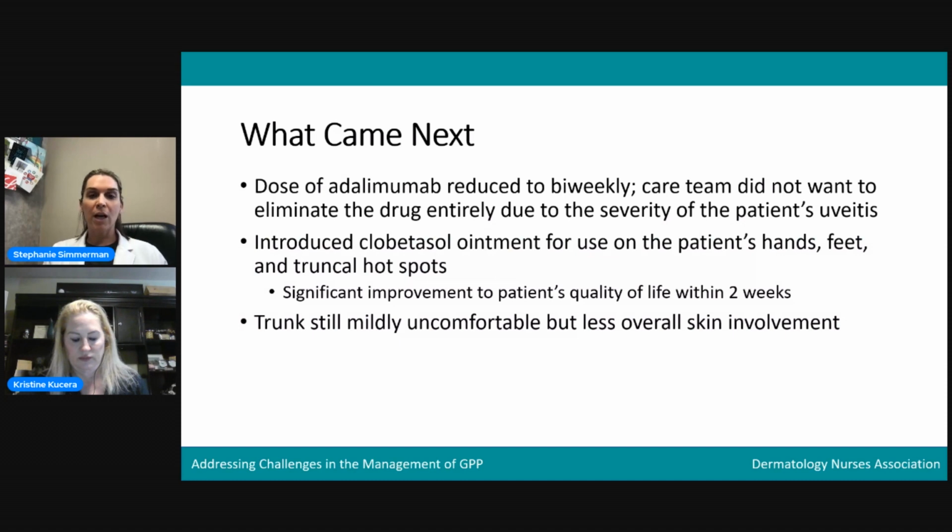So we used it on the hot spots on her body and then hands and feet. And it was such a significant improvement in her quality of life. Within 2 weeks, she came in wearing normal shoes. So that was, you know, it warms your heart, that you've made such an impact on somebody. Her trunk was still mildly uncomfortable, but there was so much less overall skin involvement that she was really quite satisfied with where she was at, given her whole clinical picture.